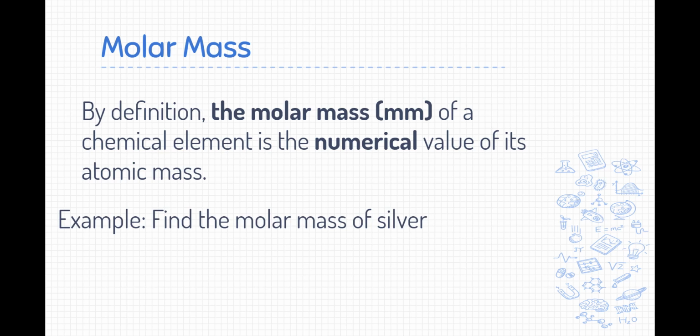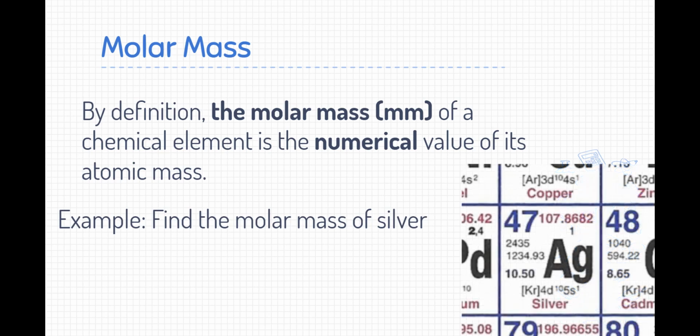Let's do an example here. Let's find the molar mass of silver. So here we are from the periodic table. It does not matter which one we're going to use because for all of these molar masses, we are always going to round them to 1 decimal.